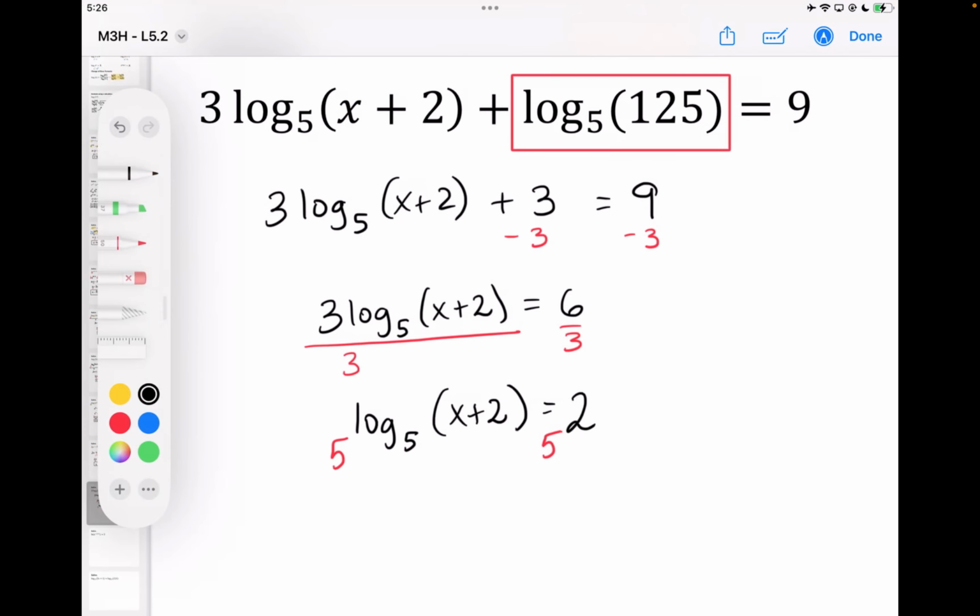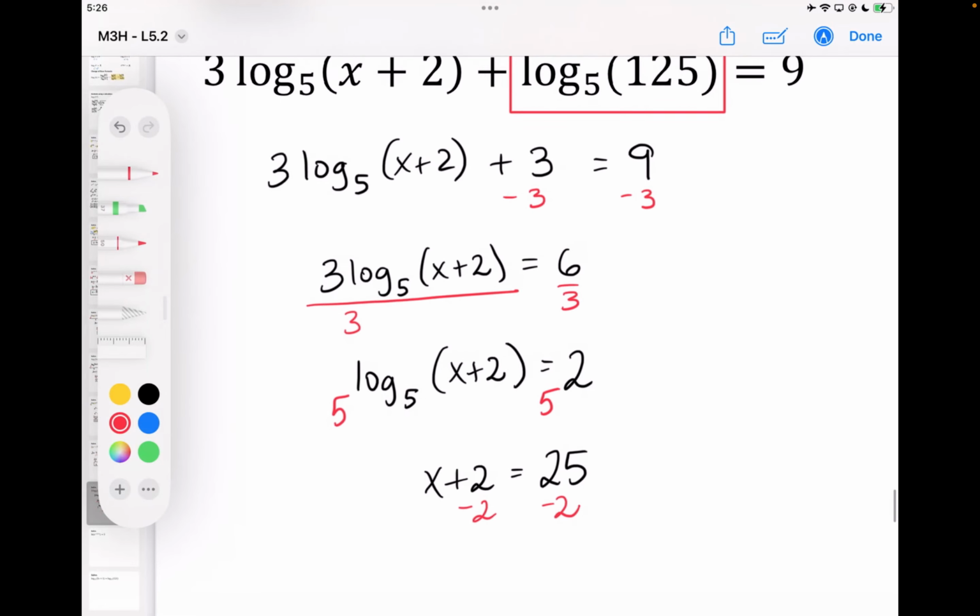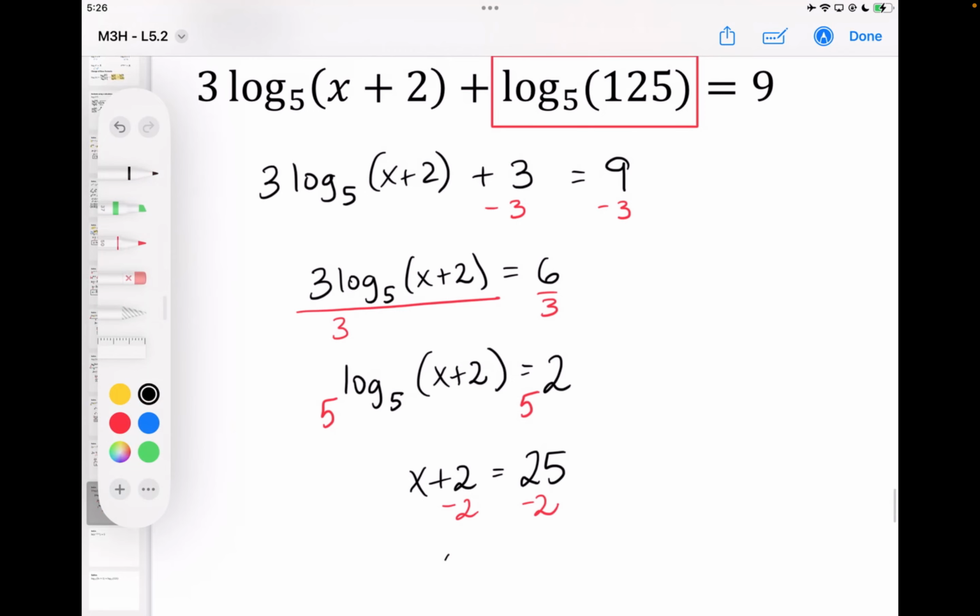So they're inverses of each other on the left side. Oh, sorry. So we're left with just the argument x plus 2, and then 5 squared, or 5 to the second, is 25. And then last but not least, subtract the 2. Zoom out a little bit, there we go. X is equal to 23.